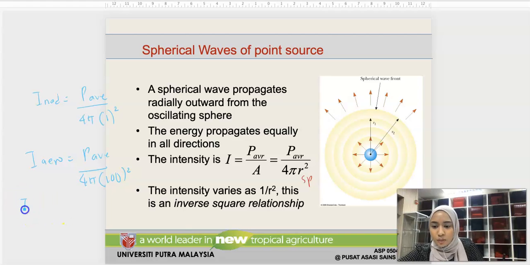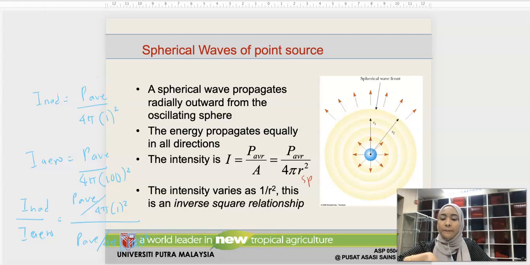So if I were to say what is the ratio of I naught to I aeroplane, I would just plug in this equation balik. So that's 4 pi 1 squared over P average 4 pi 100 squared. Okay, tak nampak pula. So, okay, jap. Let me drag this over. Give me a minute.